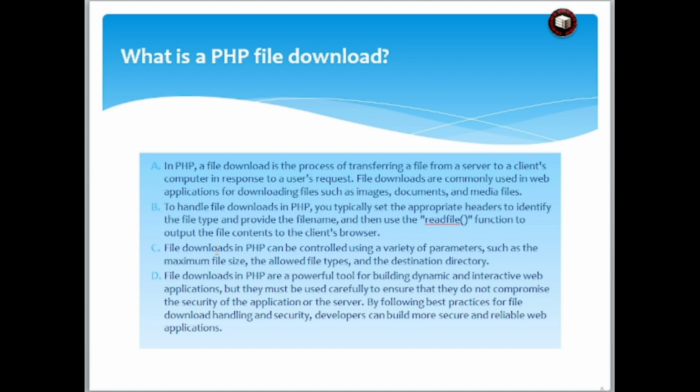To handle file downloads in PHP, you typically set the appropriate headers and then output the file content to the client browser. File downloads in PHP can be controlled using a variety of parameters such as the maximum file size, the allowed file types, and the destination directory.